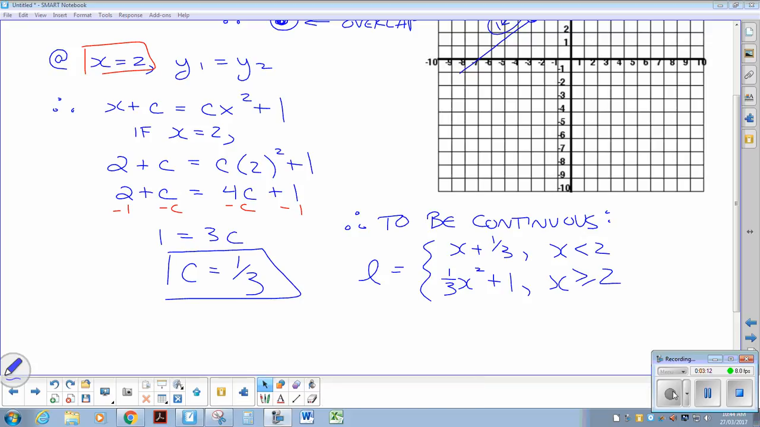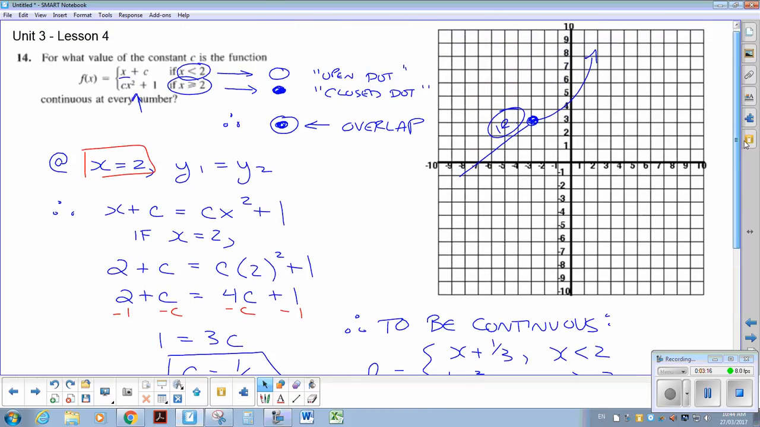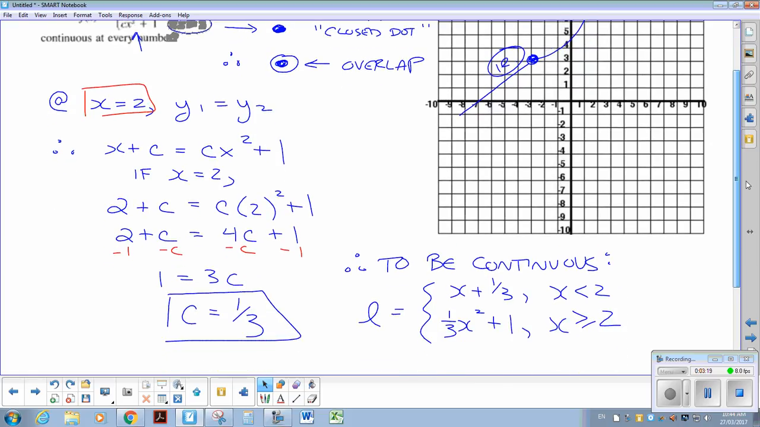All right. So again, I just provided a graph to help with my explanation as to what we're looking for. We're looking for that overlap. And there is your algebra.